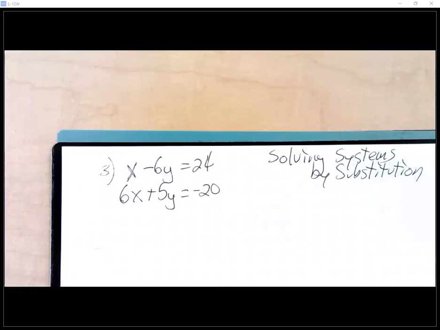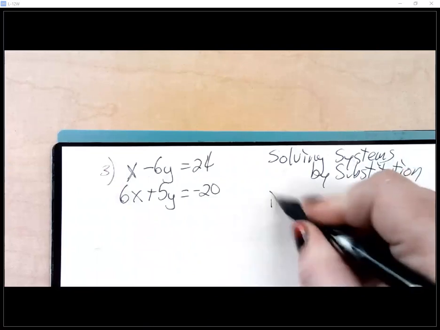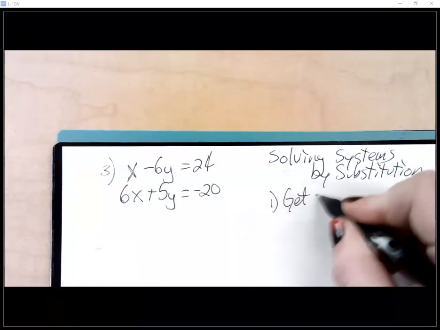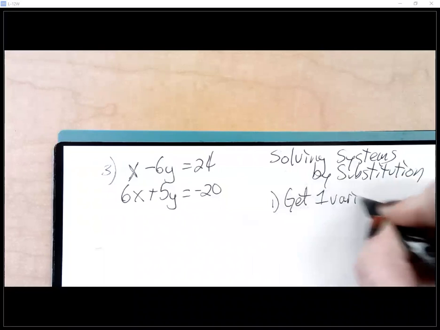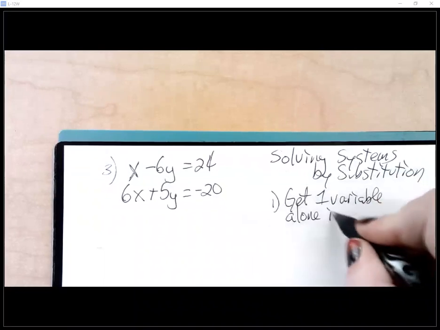Step 1, get one variable alone in one equation. It doesn't matter which variable, it doesn't matter which equation. So look at them both and just pick who's easiest. So in the top one, it'd be super easy to get x by itself, right? If I just add 6y to the other side. So step 1, get one variable alone in one equation.